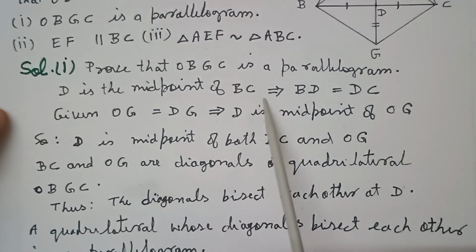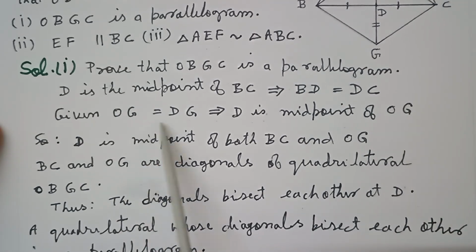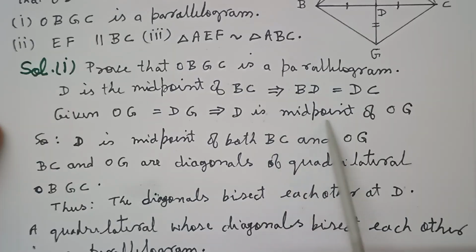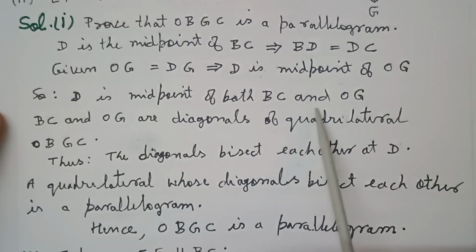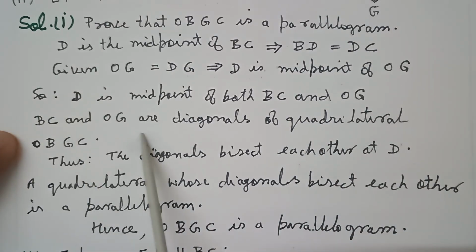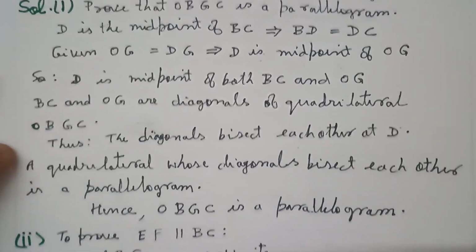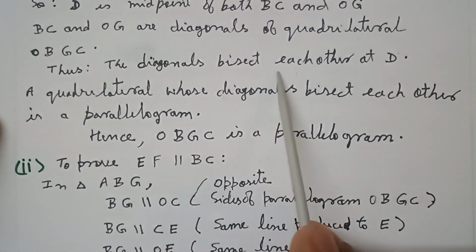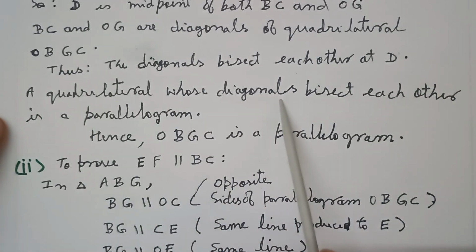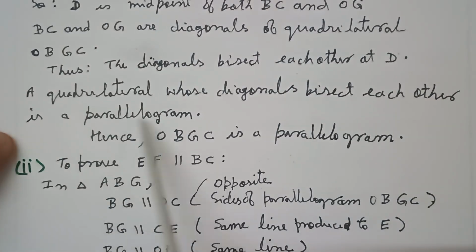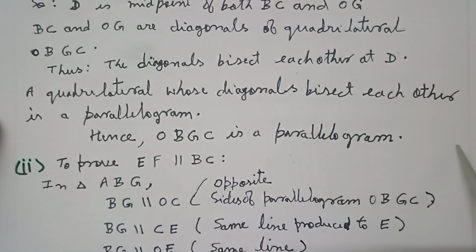D is the midpoint of BC. This implies BD is equal to DC. Given OD is equal to DG, this implies D is the midpoint of OG. So D is the midpoint of both BC and OG. BC and OG are diagonals of quadrilateral OBGC. Thus, the diagonals bisect each other at D. A quadrilateral whose diagonals bisect each other is a parallelogram. Hence, OBGC is a parallelogram.